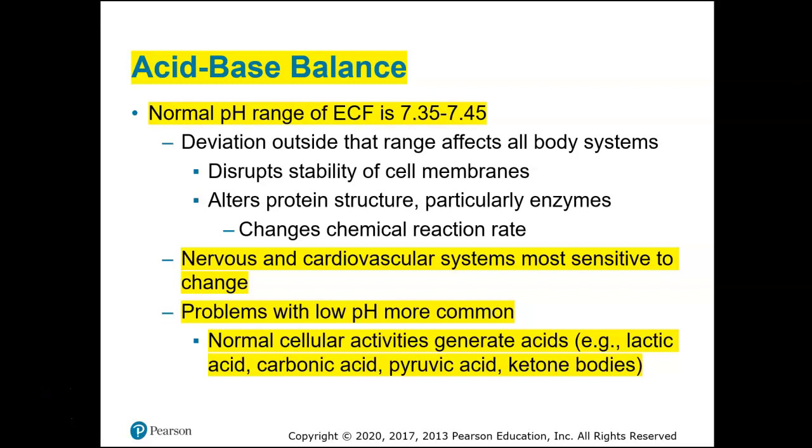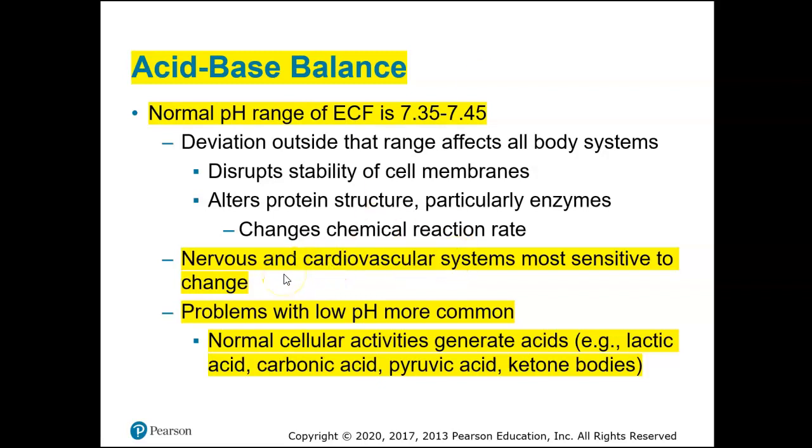This is slide 91 of the chapter 18 PowerPoint slides, and this is probably our last topic: acid-base balance, which is really a huge thing in our overall health. The normal pH range of the extracellular fluid, and that includes our blood, is 7.35 to 7.45, which is slightly basic. It's close to neutral, but it's a little bit basic.